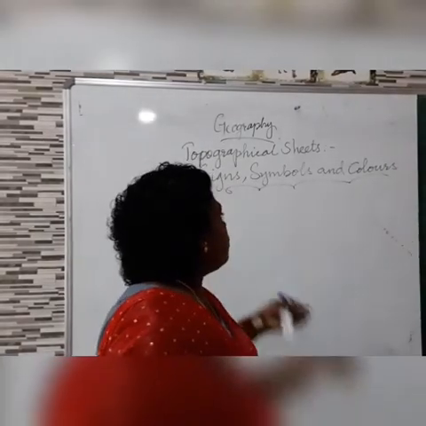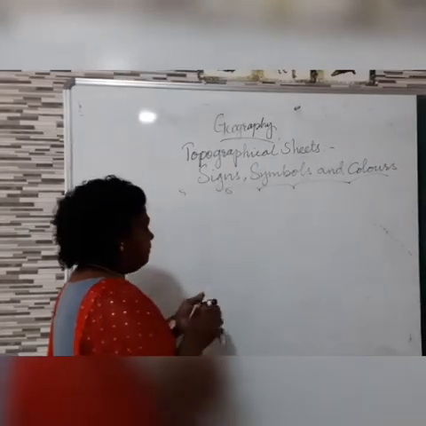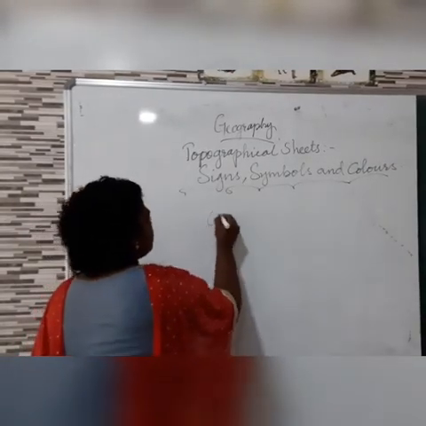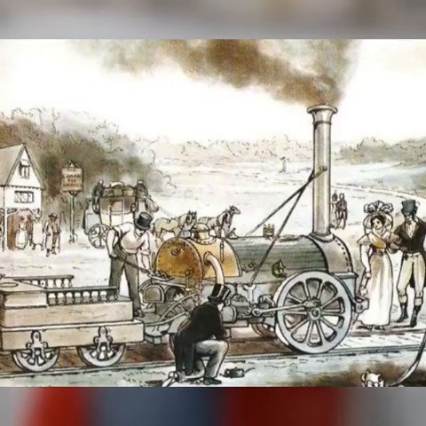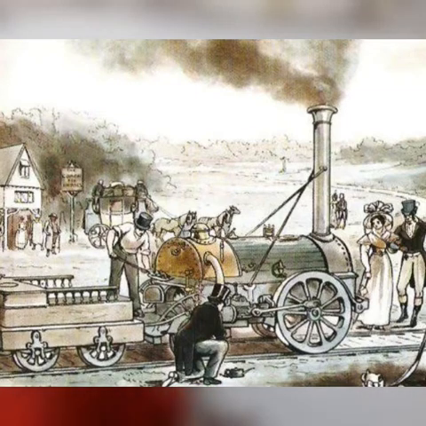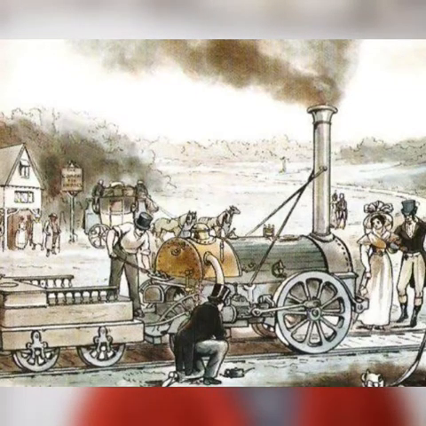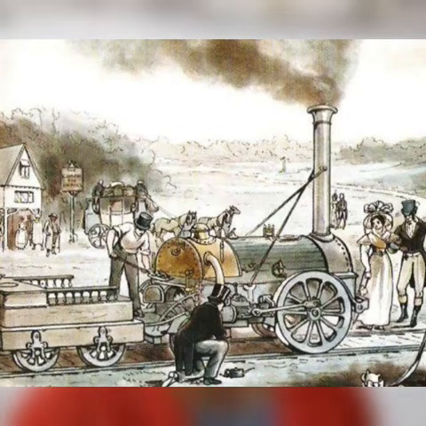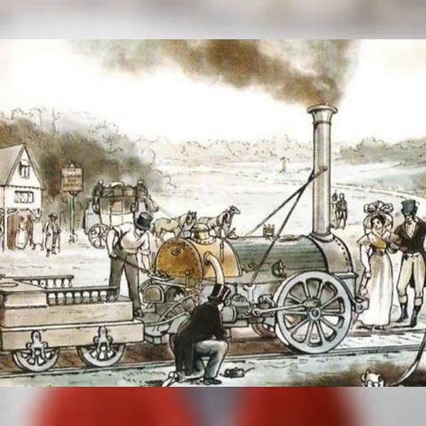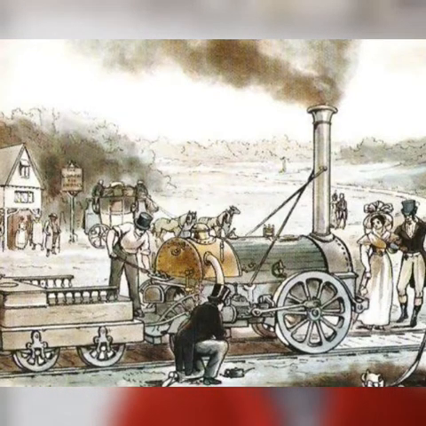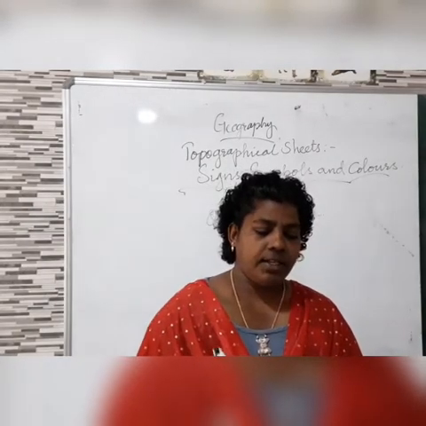Now we are going to see occupations. Different occupations are there. What are the different occupations? The main occupation in India is agriculture. Apart from agriculture, there are other occupations like mining, fishing, manufacturing and trading.